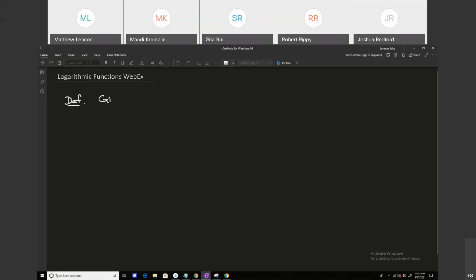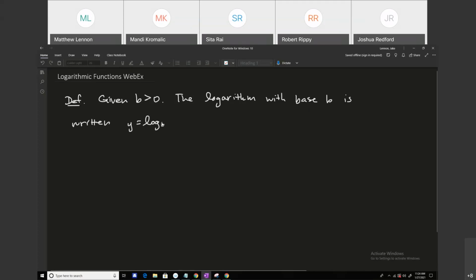So let's, given a b greater than 0, so this is your base, just like in exponential functions, the logarithm with base b is written y equals the log base b of x, and is defined by: y is equal to the log base b of x can be rewritten as the exponential equation b to the y power is equal to x.